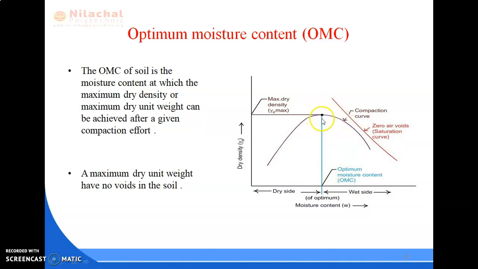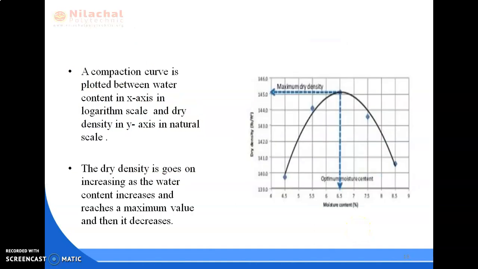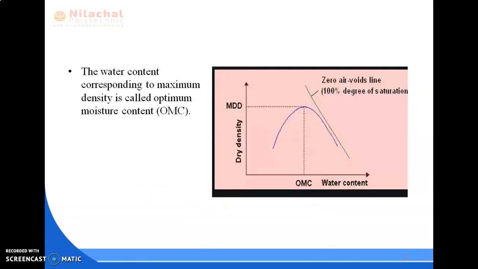So, this maximum dry density we achieve at a particular water content. This water content is known as what? Optimum moisture content or OMC. So, a compaction curve is plotted between water content on the x-axis in logarithmic scale and dry density on the y-axis in natural scale. And as I have told you, the dry density goes on increasing as the water content increases and reaches a maximum value, and then it again decreases. The water content corresponding to maximum density is known as OMC.